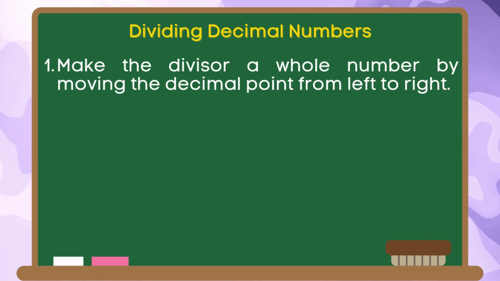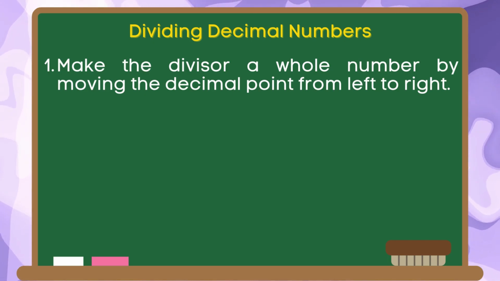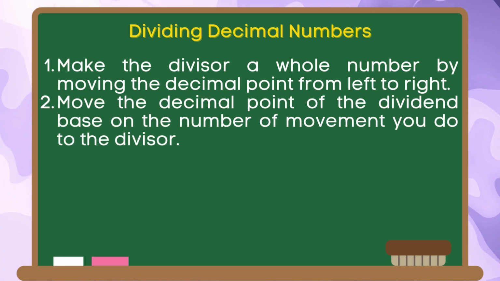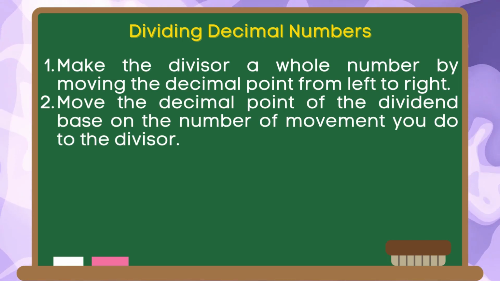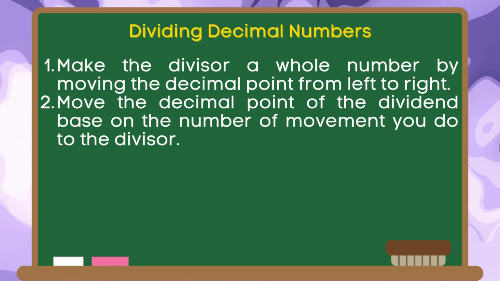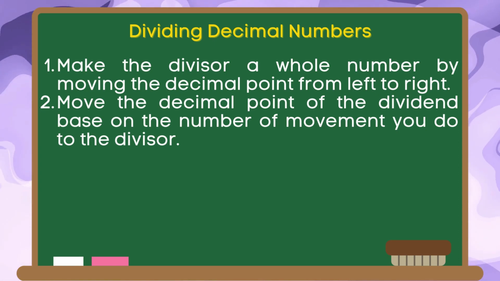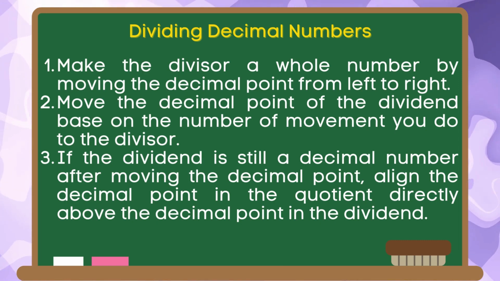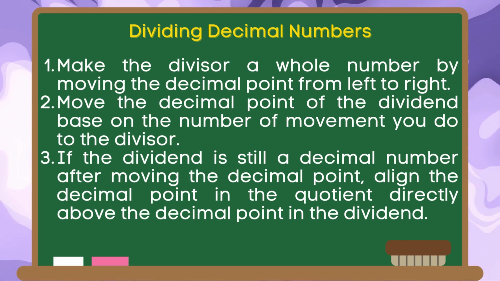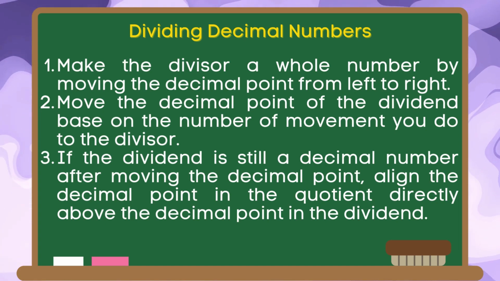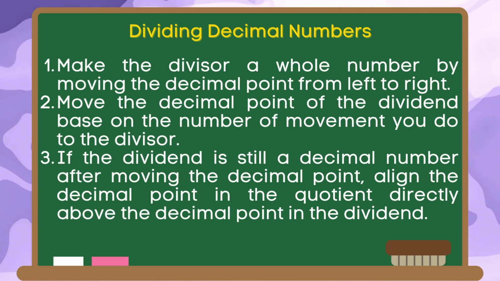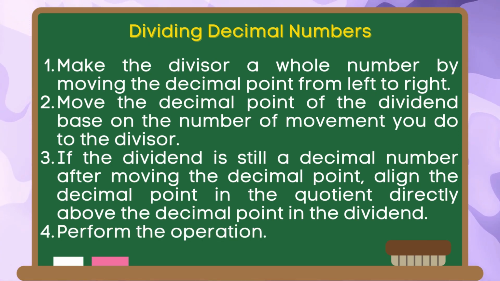First, make the divisor a whole number by moving the decimal point from left to right. Second, move the decimal point of the dividend based on the number of movements you do to the divisor. Third, if the dividend is still a decimal number after moving the decimal point, align the decimal point in the quotient directly above the decimal point in the dividend. And lastly, perform the operation.